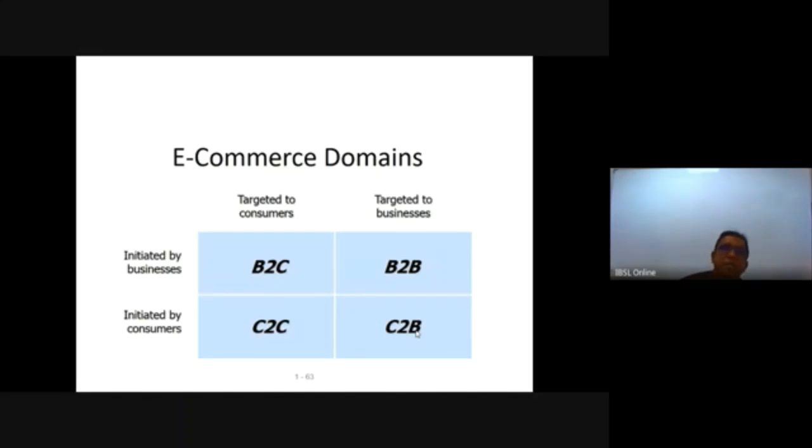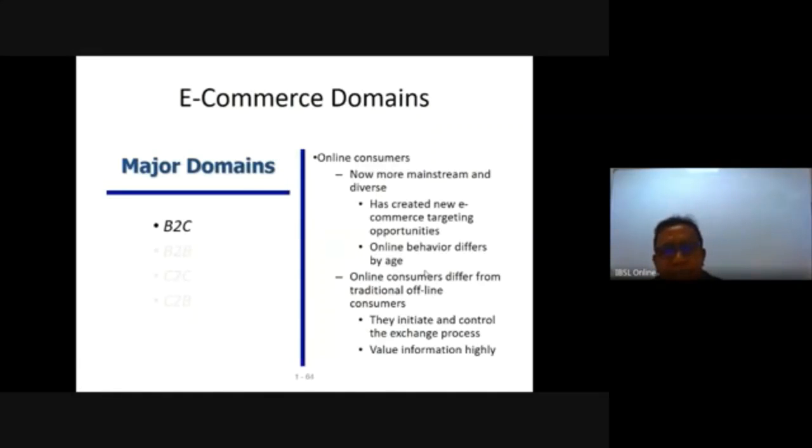As individuals, you can sell to individuals. As individuals, you can sell to organizations. As a business, you can sell to individuals. As a business, you can sell to business. So these are the four domains that you have.